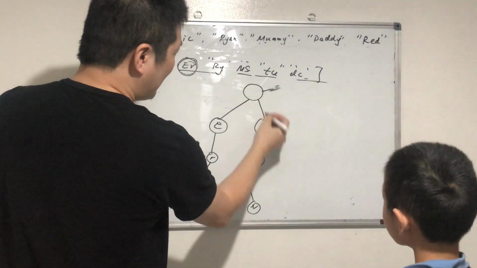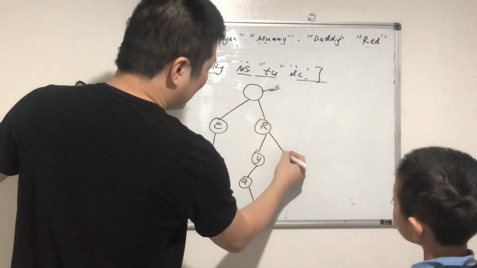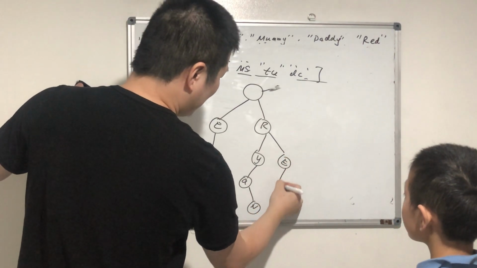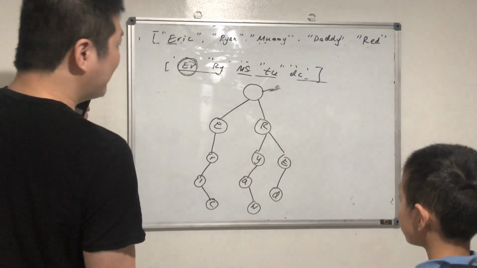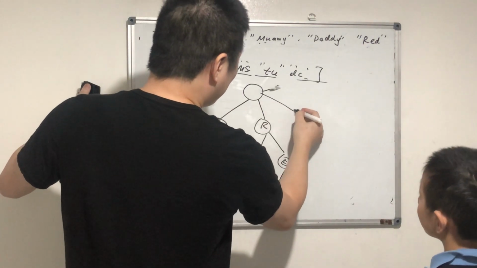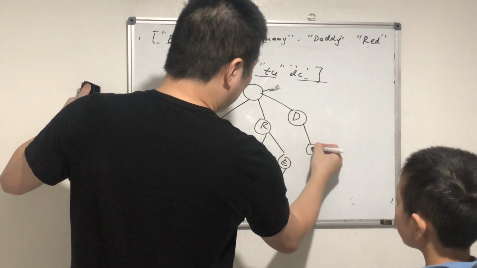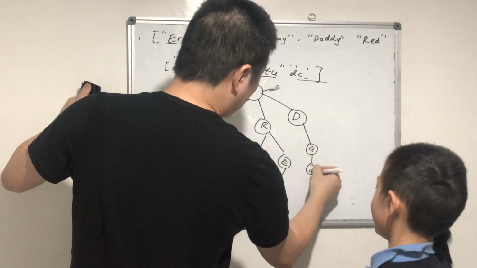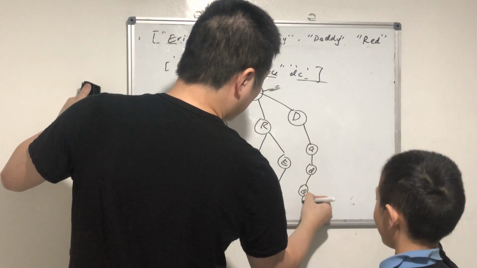So what will happen? R, E, D, okay? And DAD, look. D, A, why are you attacking? Why does it attack?